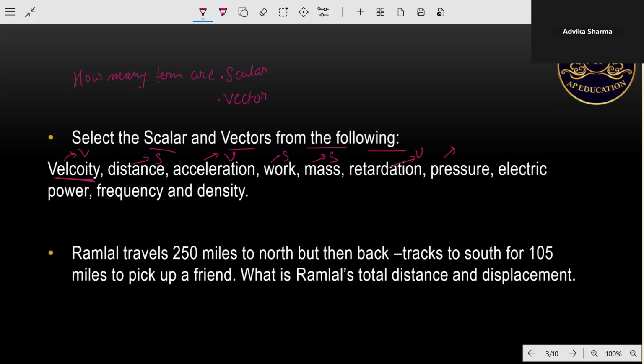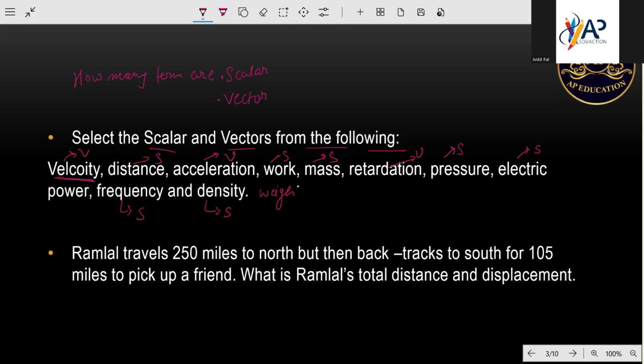Pressure, scalar. Electric power, scalar. Frequency, scalar. Density, scalar. Good. Weight is scalar or vector? It's vector.